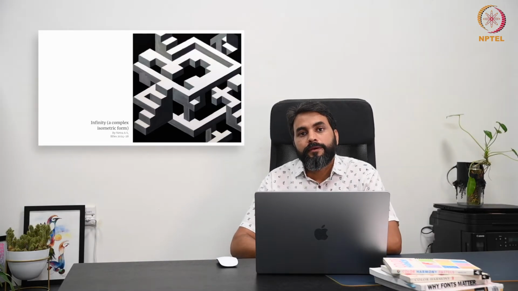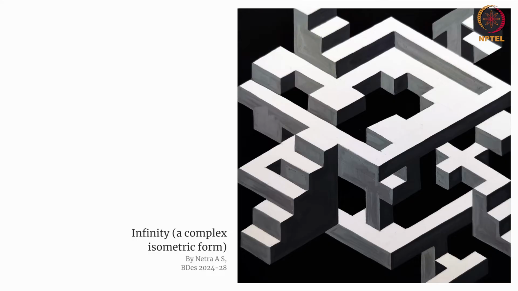Isometric grid also helps in simplifying the process of visualizing 3D objects, as the consistent angle and spacing make it easier to design complex structures without complex calculations. For example, if you look at this screen, this is a complex structure created by one of BDS students. And though it looks very difficult, if you are using isometric grid, it is quite easy to create this.